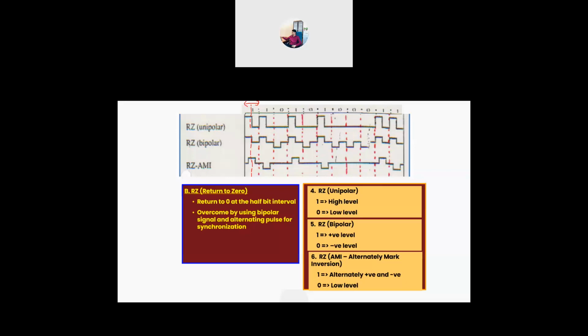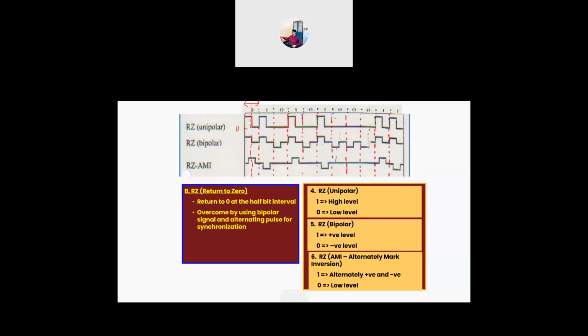For the RZ unipolar, you have 1 as the high level and 0 as the low level. This one is pretty straightforward. For 1, it goes high and then returns to 0. And after that, for the low level, it's just 0. Then 1, you're going to go up, then return to 0 again.